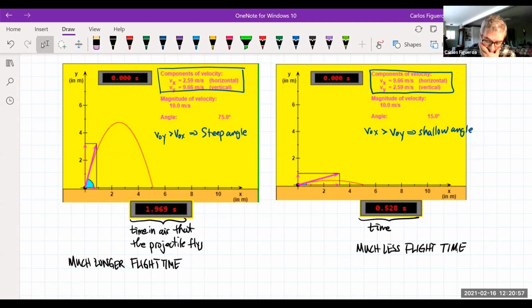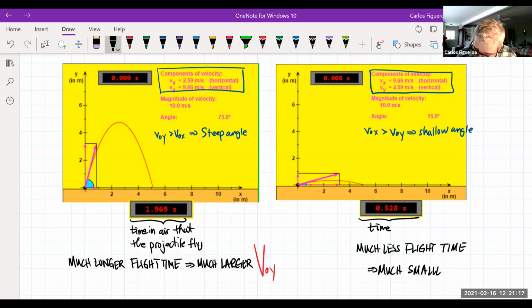Think about this. This guy has a much larger V initial Y. This guy has a much smaller Vy. It's the Vy that really has a lot to tell you about this.